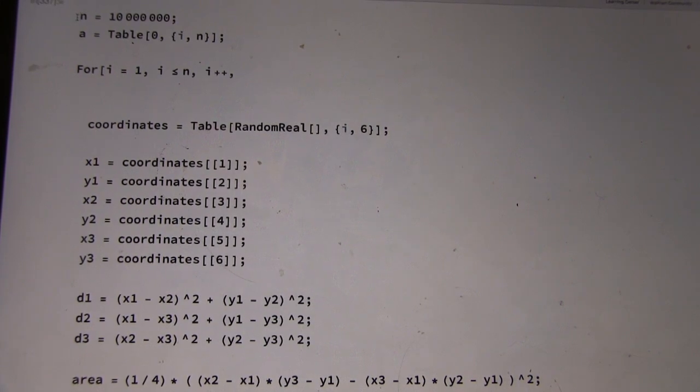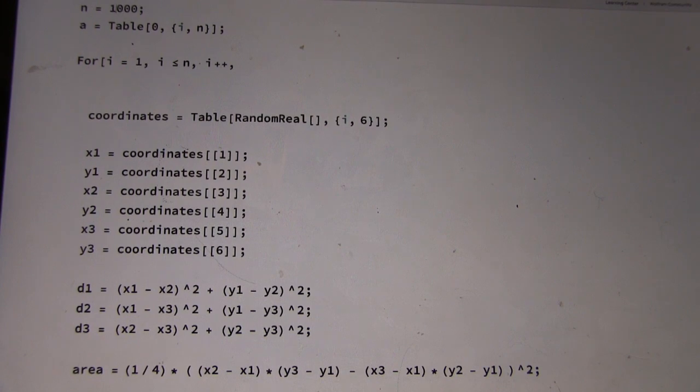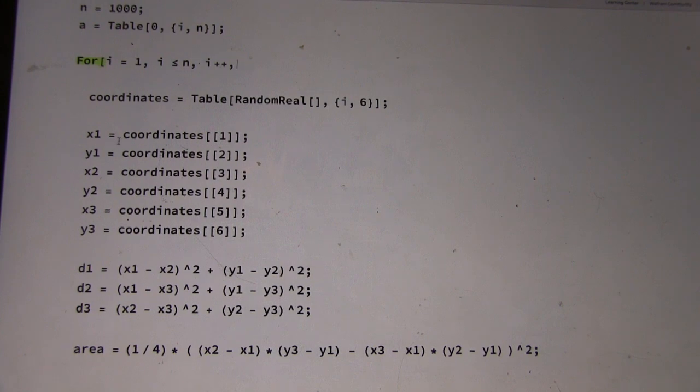Okay, so here's my little program. I just run 10 million simulations, but we can just run 1,000 to start. I've written this to make the formula explainable, and maybe it's not the best overall way to write this program, but it's fine. So I make a table of zeros, like I normally like to start out with, and we're going to fill in the areas into that table for 1,000 trials.